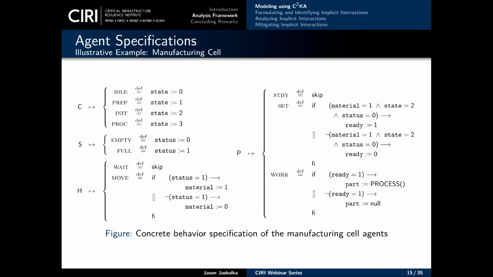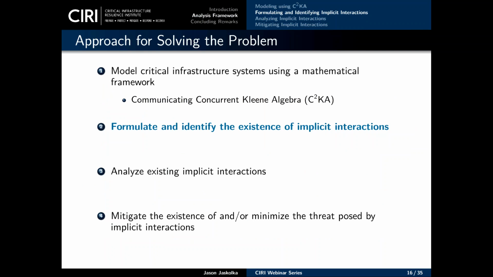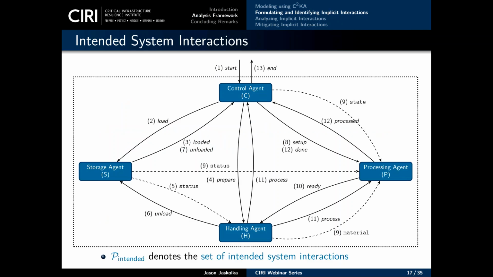So now that we have a mathematical model of our system, what we want to do is formulate and identify what it means for an implicit interaction to exist in this system. And the way we do that is we study the potential for communication among all the possible agents in the system. So we'll bring you back to this diagram here that really shows the designed behavior of our manufacturing cell. So what we're going to do is define a set P intended that's going to denote the set of intended system interactions.